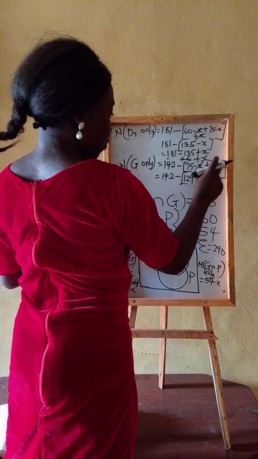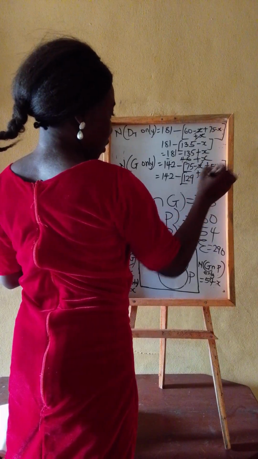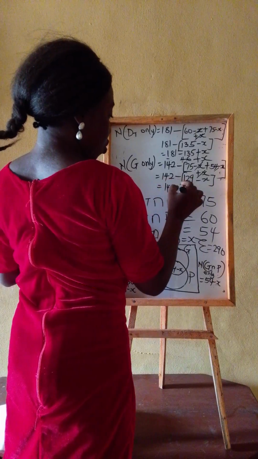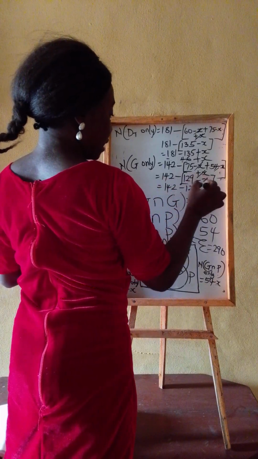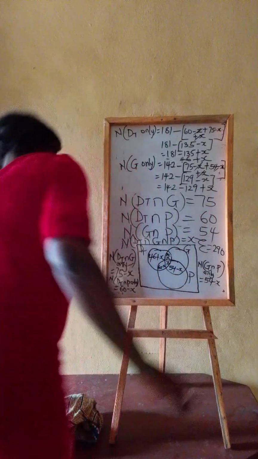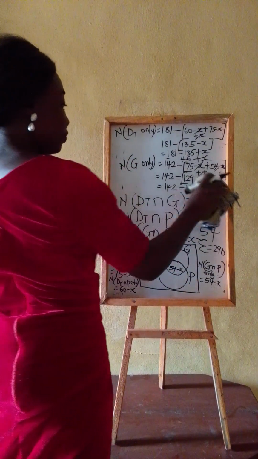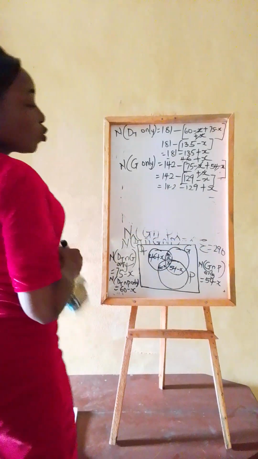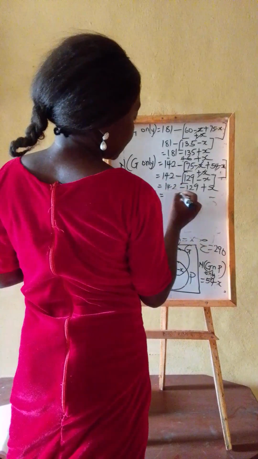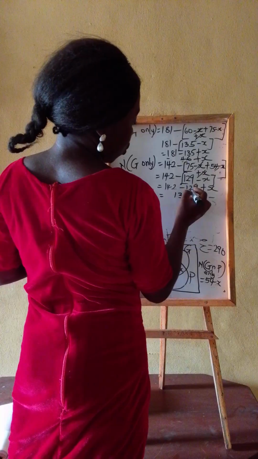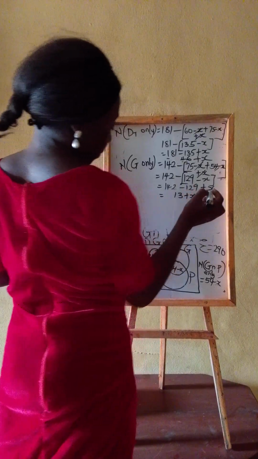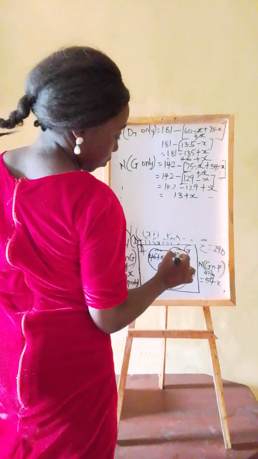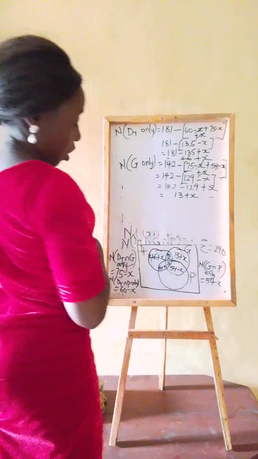This cancels this, so we still have negative x. So we have 142 minus 129, minus times minus gives plus x. So we have 142 minus 129, and that's 13, plus x. So G only is 13 plus x.